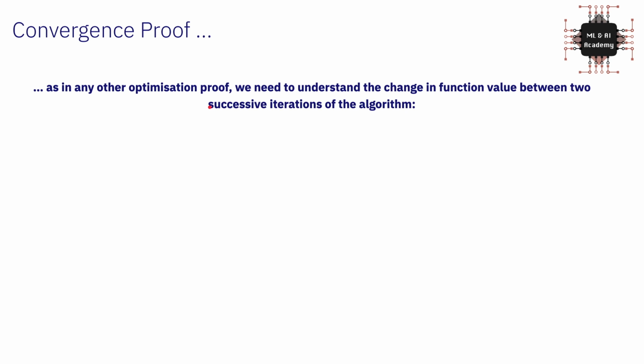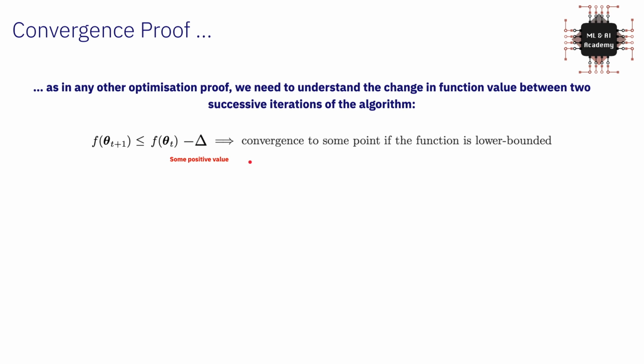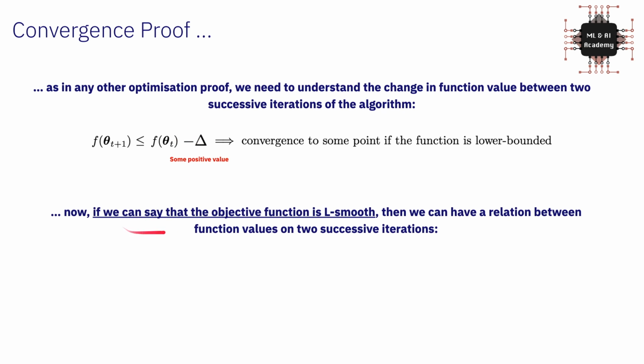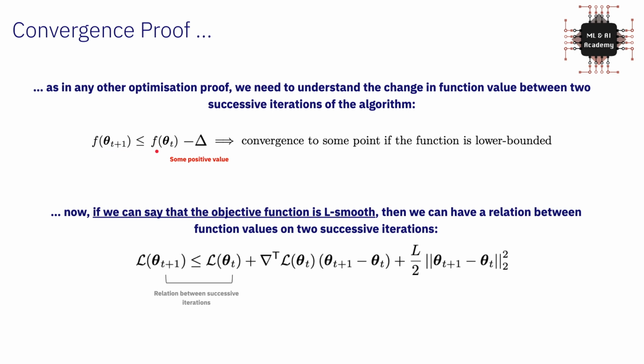As we said last time, as in any other optimization problem, in order to prove convergence of Adam, we need to study the change of the function value between two successive iterations. We would like to get a result that looks like this: f of theta t plus 1 is less than f of theta t minus some delta, where delta is some positive value. Because the function is lower bounded, this should converge. So if the objective function is L smooth, then we can find a relation between the objective at theta t plus 1 and the objective at theta t. We did this last time, and we're just recapping while fixing the mistake that was pointed out.